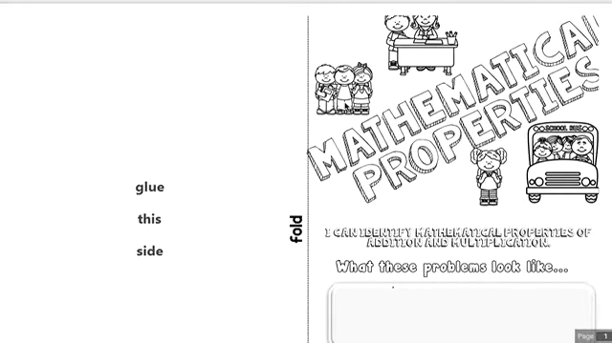First thing I would like for you to do is fold your notes along this line. We're going to glue it in after we've done our notes.